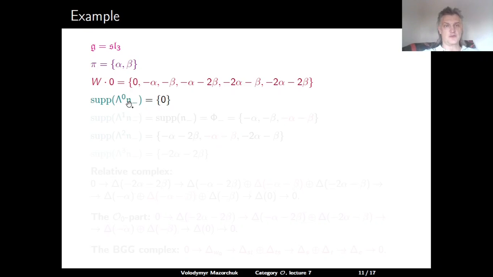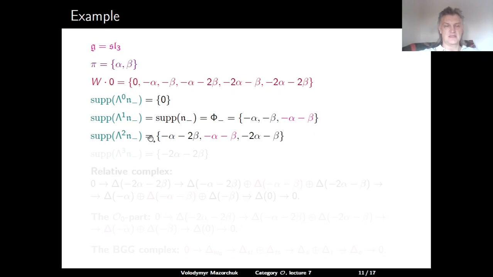So the support of the 0th exterior power of n minus is of course 0. The support of the first exterior power of n minus is the support of n minus, which is just the set of all negative roots. So this is minus alpha, minus beta and minus alpha minus beta. The support of the second exterior power of n minus is of course the set of all sums of different negative roots. So this is minus alpha minus 2 beta, minus alpha minus beta, and minus 2 alpha minus beta. Finally, the support of the third exterior power of n minus consists of the sum of all negative roots, which is minus 2 alpha minus 2 beta.